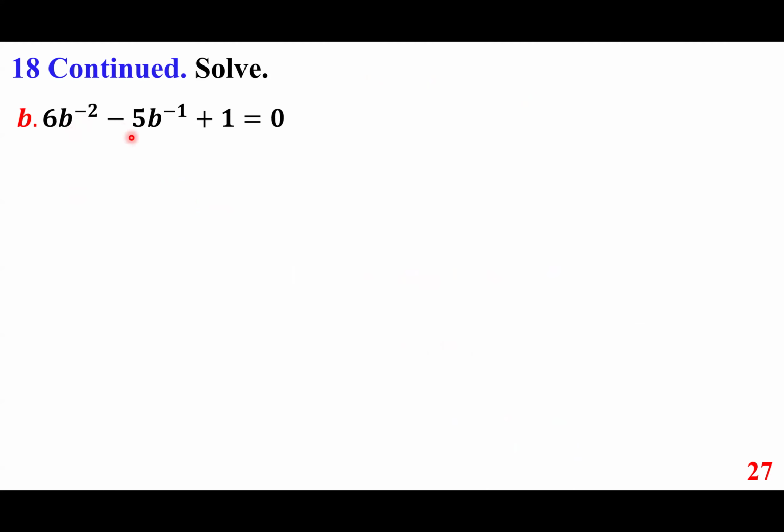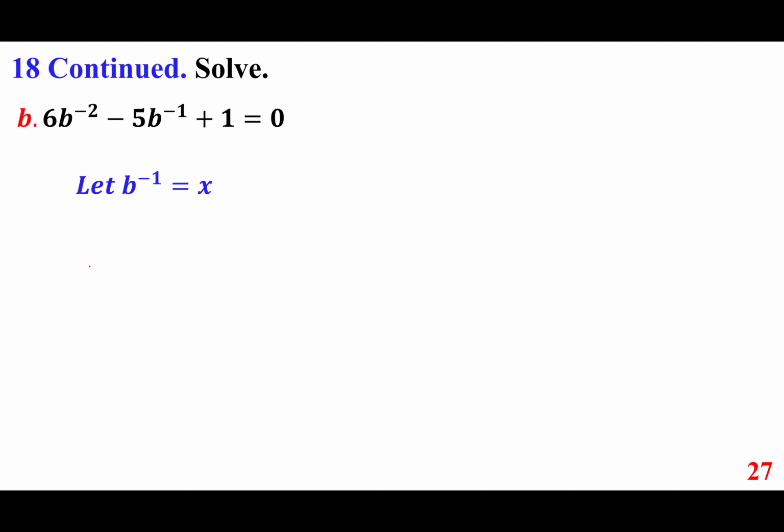6b to the power of -2 minus 5b to the power of -1 plus 1 equal to 0. How do we solve it? I'm going to look at it with 2 different methods. Number one, we're going to go with the substitution. If we let b to the power of -1 be any variable, of course, except b, for example, x, what happens?